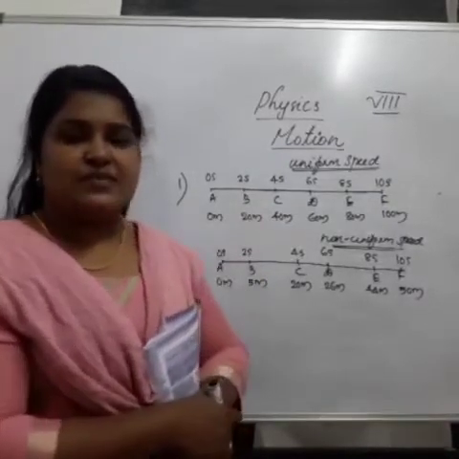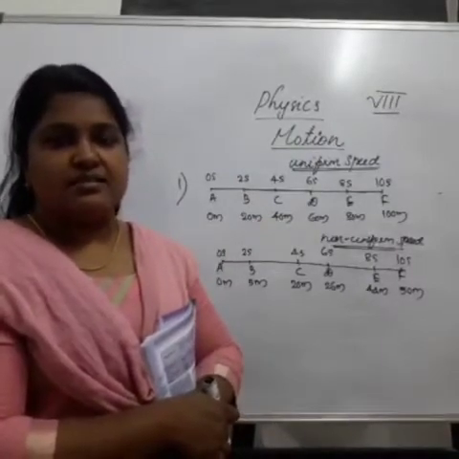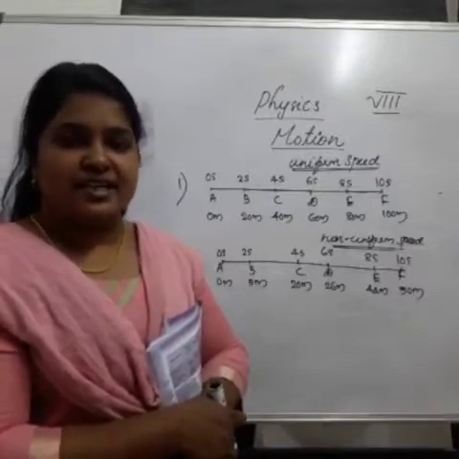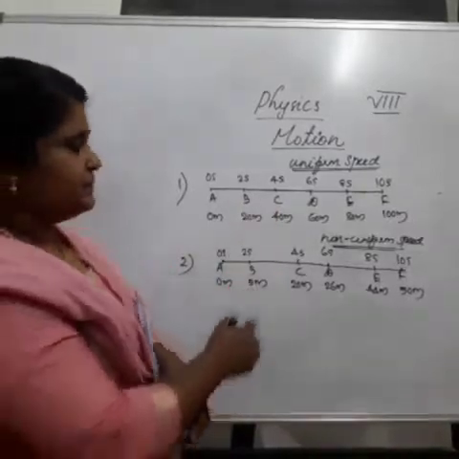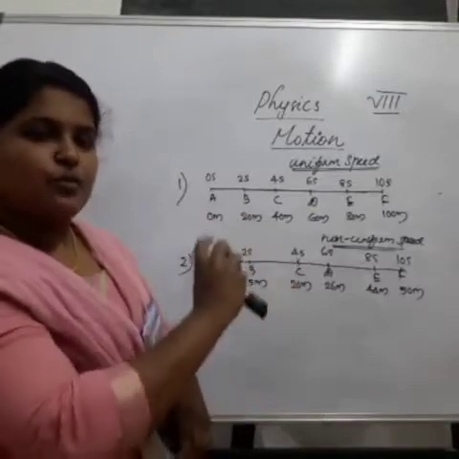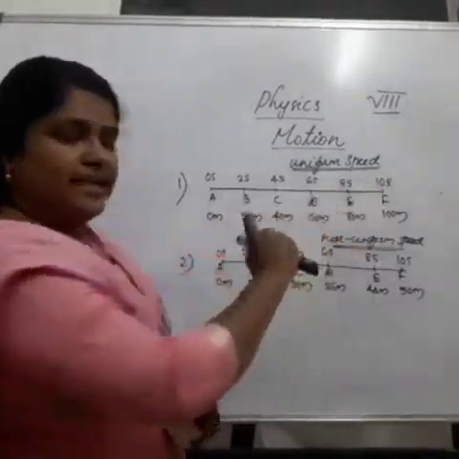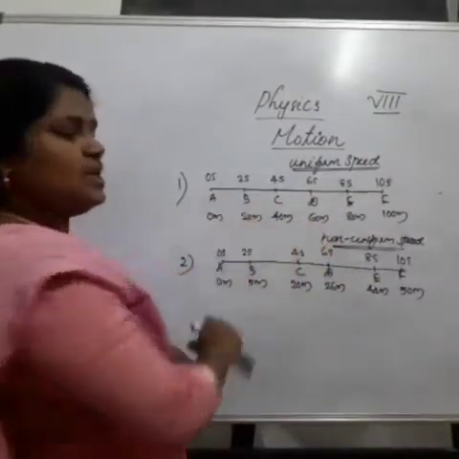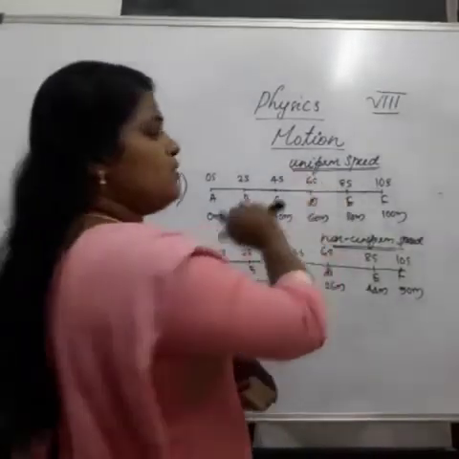In the last class we studied the topics motion, rest, distance, displacement. I think you have all studied the topics well. Let us observe two line diagrams. Both line diagrams show the movement of a car from A to the point F. In the first case, the car covers equal distance at equal intervals of time. So the car is said to be in uniform speed.